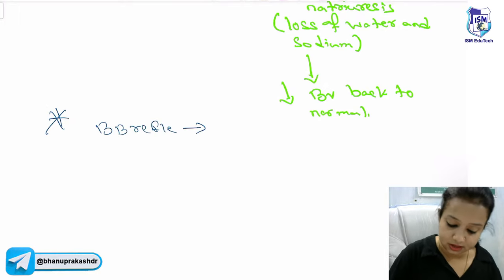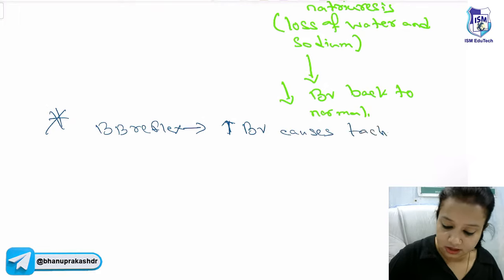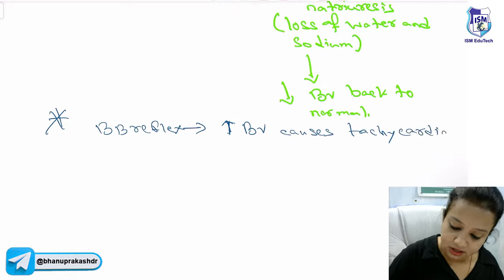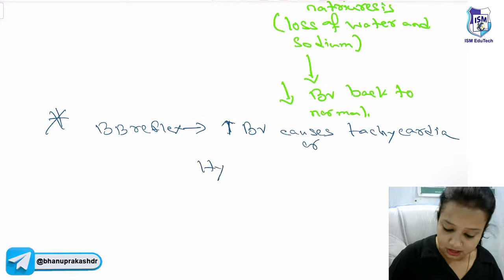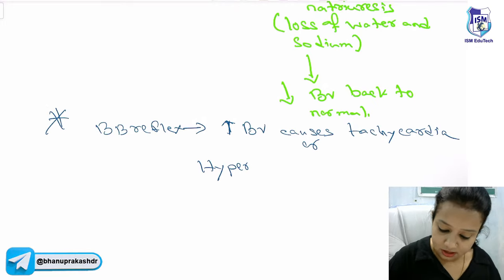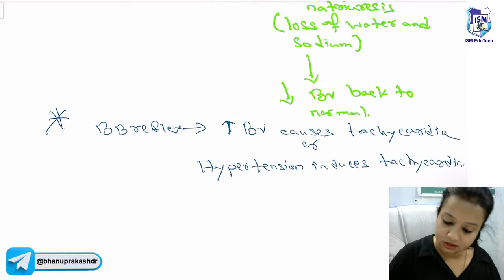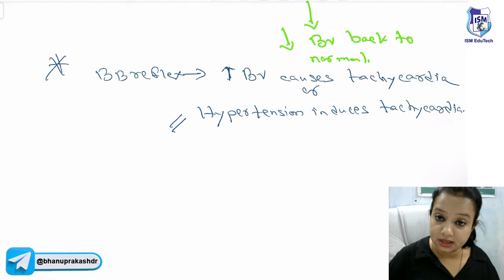It means that an increase in the blood flow causes tachycardia. Increase in the blood flow means the volume is more, there will be hypertension. Or we can say hypertension induces tachycardia. This is a circulatory reflex.